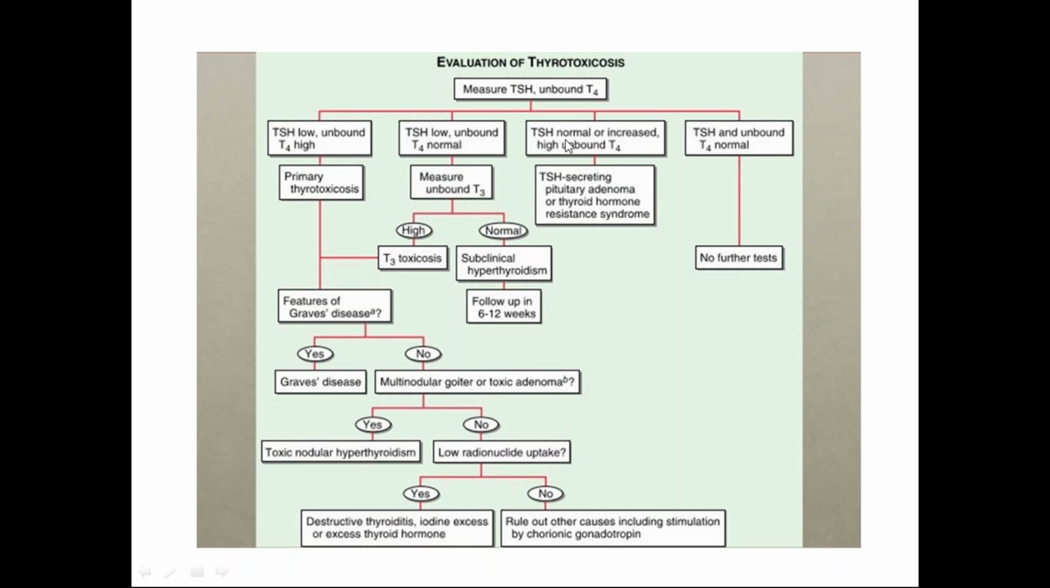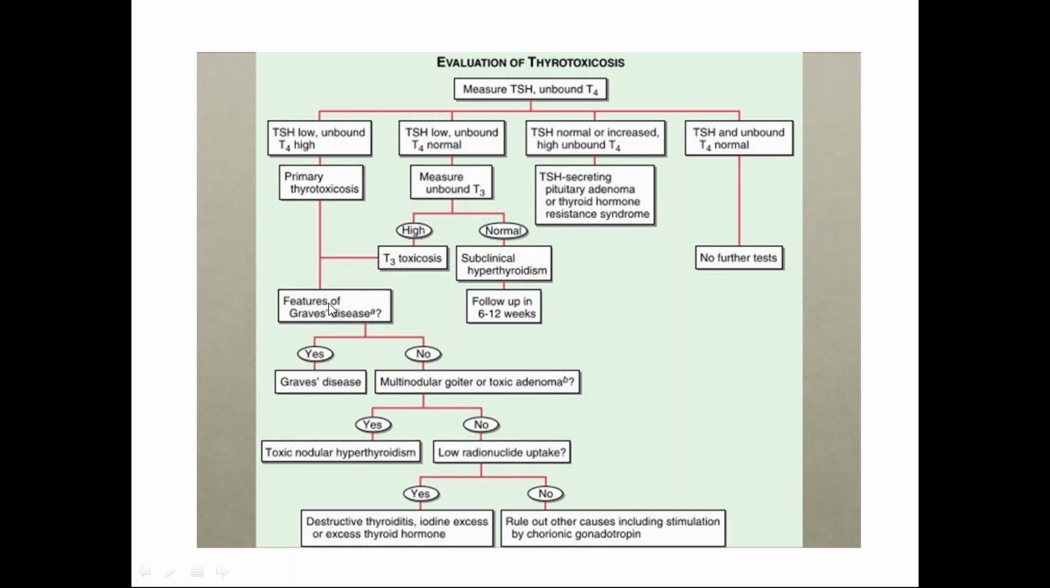We have discussed this: TSH is normal and T4 increased suggests TSH secreting pituitary adenoma, or there is a rare condition called thyroid hormone resistance syndrome. If everything is normal, there is no further test. So we'll get to the primary thyrotoxicosis.